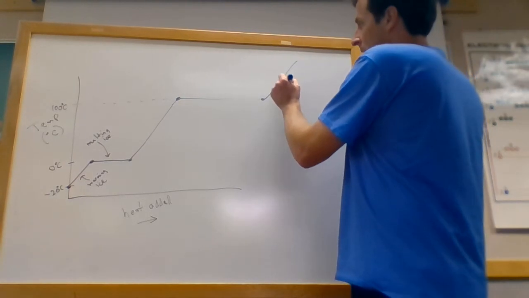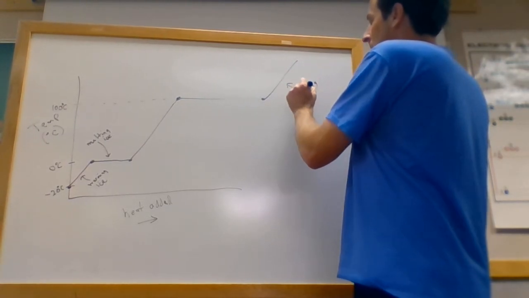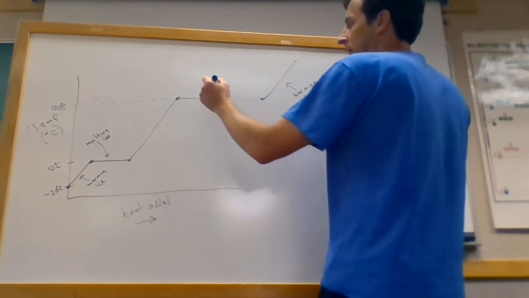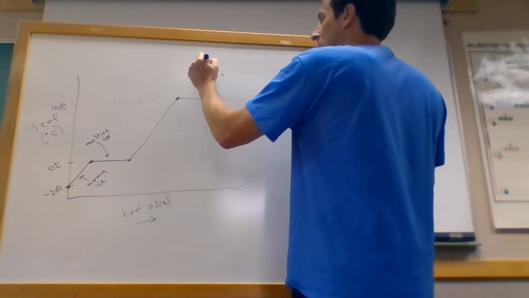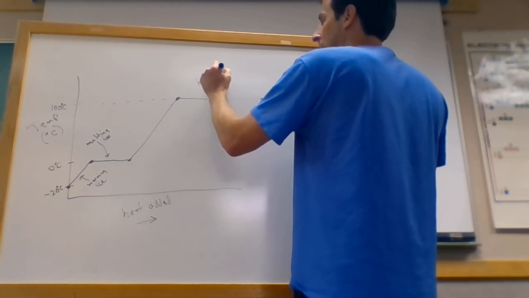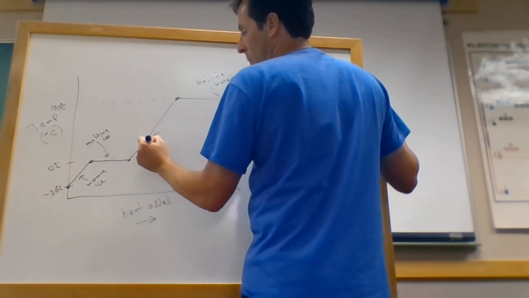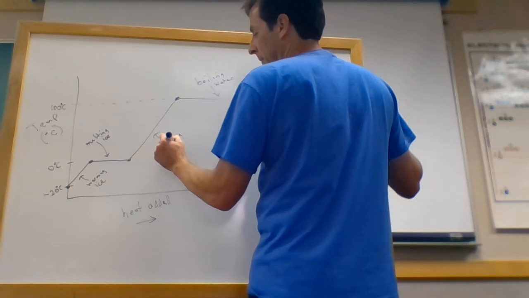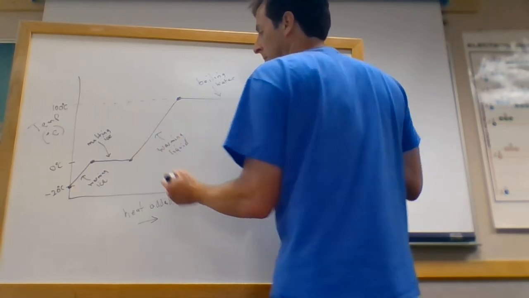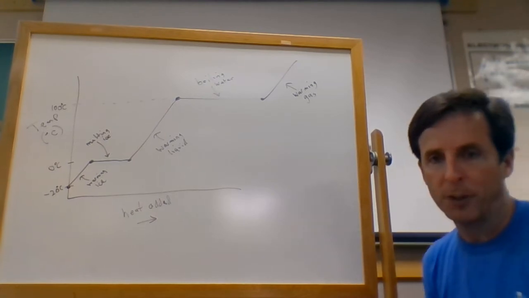So this section is going to be the warming of the gas or the water vapor. This section is going to be the boiling of the water in liquid form. And this is going to be warming the liquid. So this graph is called the heating curve.